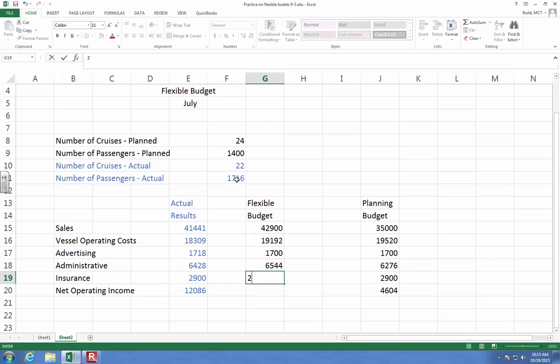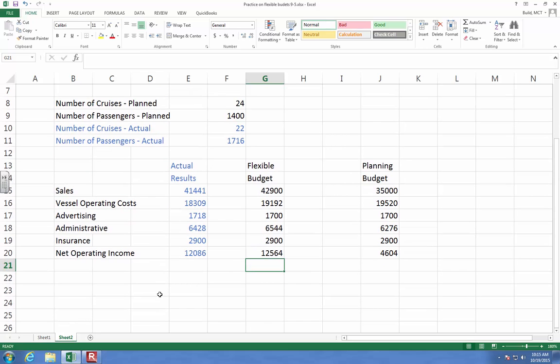Insurance was fixed, and therefore our net operating income was 12,564. Go ahead. If the advertising is fixed, why is the actual advertising more? That's one of the questions we're going to try and answer by doing our variance analysis. Clearly, the fixed cost should be the same.